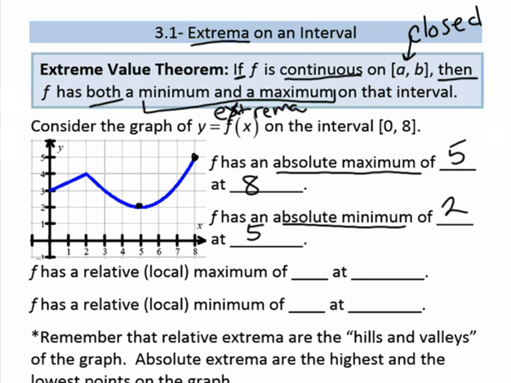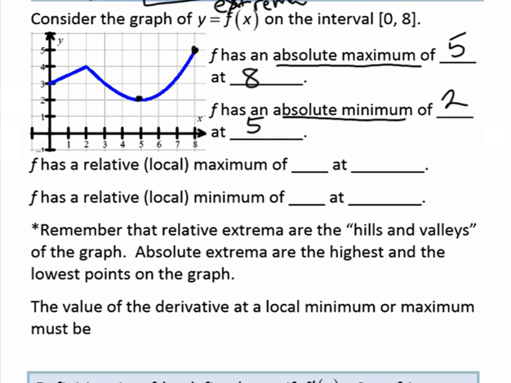In addition to absolute max and min, we're talking about extrema, that's the extreme value theorem. Again, if f is continuous on a closed interval, it has both. If it's not a closed interval or if it's not continuous, we cannot say that. We also have other maxes and mins, and those are called relative or local maxes and mins. So in addition to absolute, we can have relative.